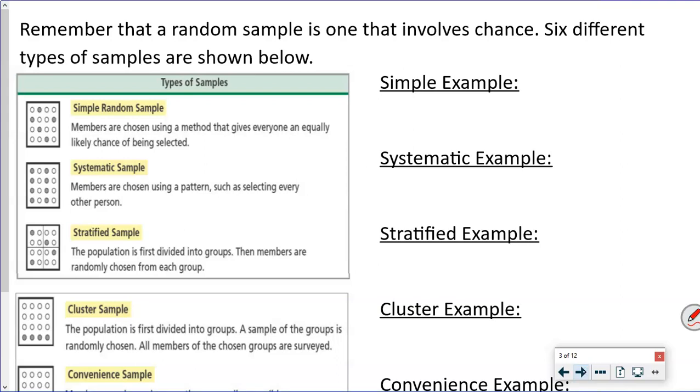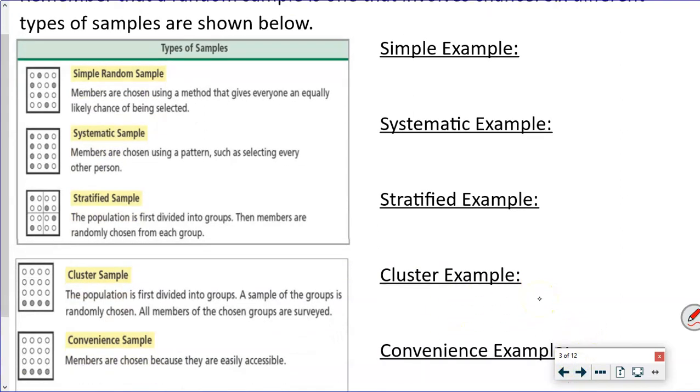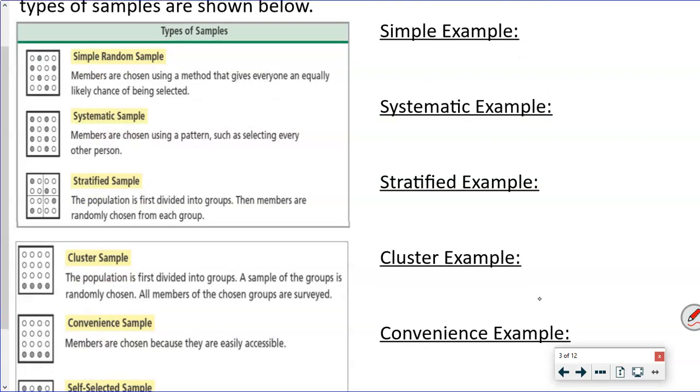So remember that a random sample is one that involves chance. 6 different types of samples are shown below. So I'm going to scroll up a little bit here so we can get them all. Well, we won't be able to get them all on the screen at the same time, but at least close. So first is the simple random sample. This is where members are chosen using a method that gives everyone an equally likely chance of being selected.